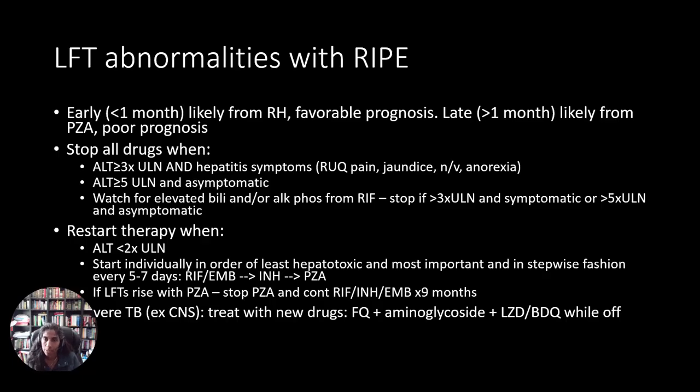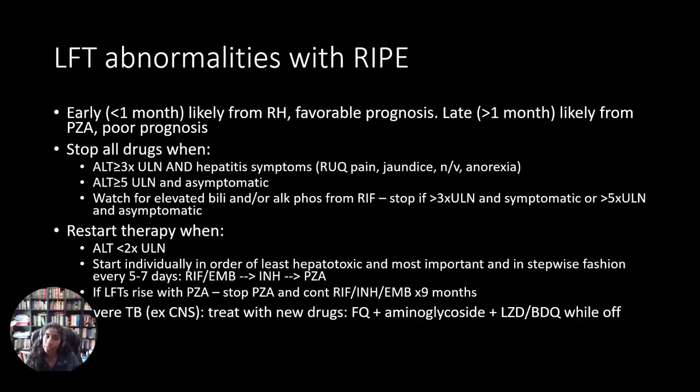So they're symptomatic, meaning that they have right upper quadrant pain, jaundice, nausea, vomiting, or anorexia. If they are otherwise asymptomatic, we tolerate an ALT of up to 5 times the upper limit of normal. If the ALT is greater than or equal to 5 times the upper limit of normal and they're asymptomatic, then we stop therapy. We also recommend watching for elevated bilirubins or alk-Phos from rifampin, and we stop if the lab values are greater than 3 times the upper limit of normal and someone is symptomatic, or greater than 5 times the upper limit of normal and they're asymptomatic.